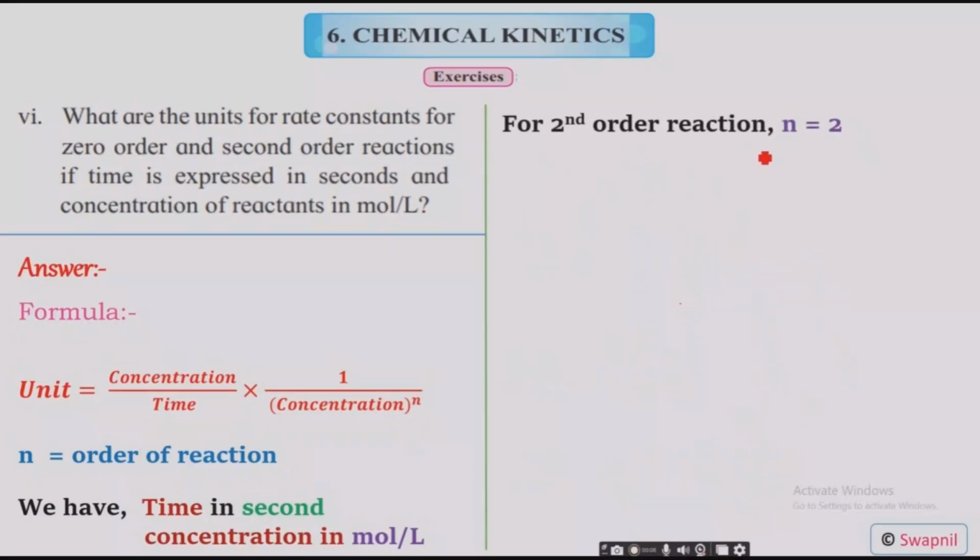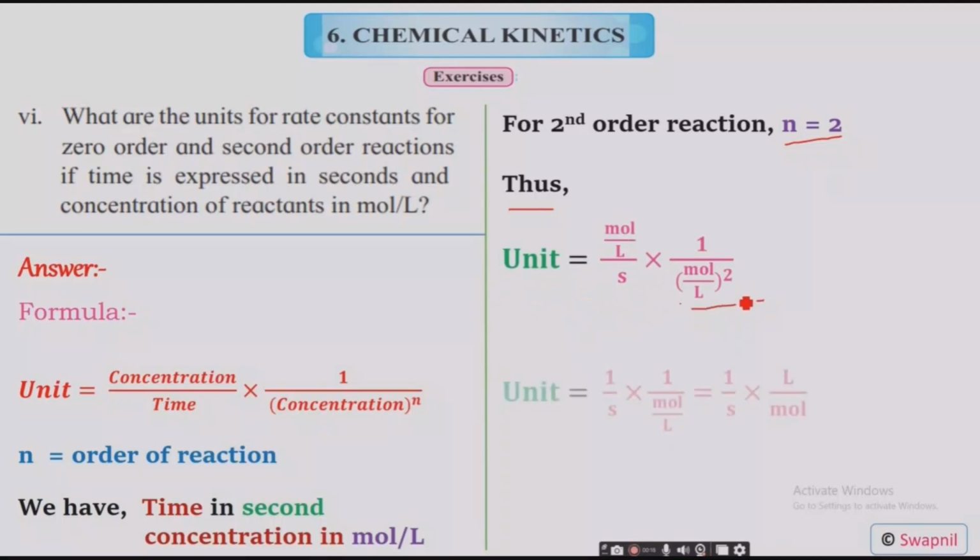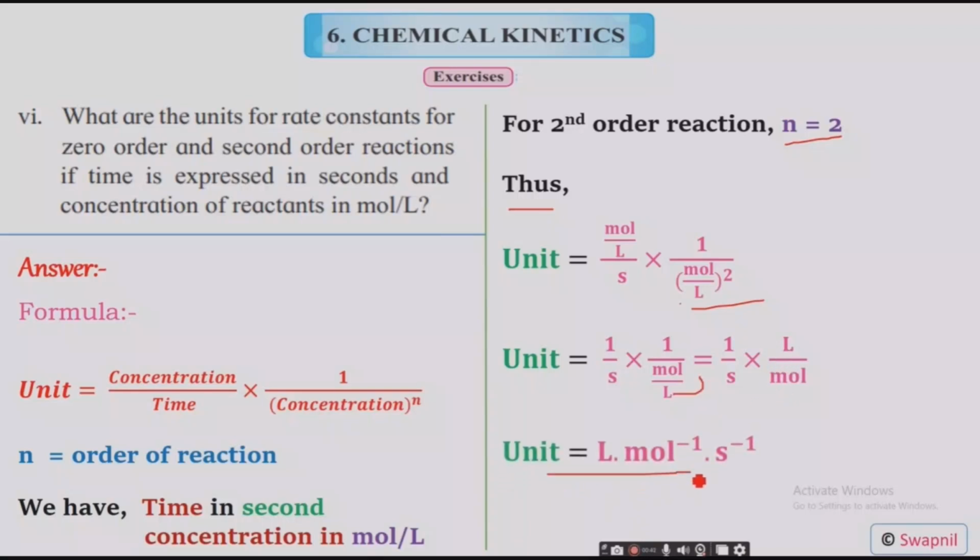Now for second order reaction we have n is equal to 2, thus unit is equal to mole per liter divided by second into 1 divided by mole per liter raised to 2. Now one mole per liter cancels, and only a single mole per liter remains. So unit is 1 divided by second into 1 divided by mole per liter, equal to 1 divided by second into liter per mole, and by rearranging we get unit is equal to liter per mole per second.